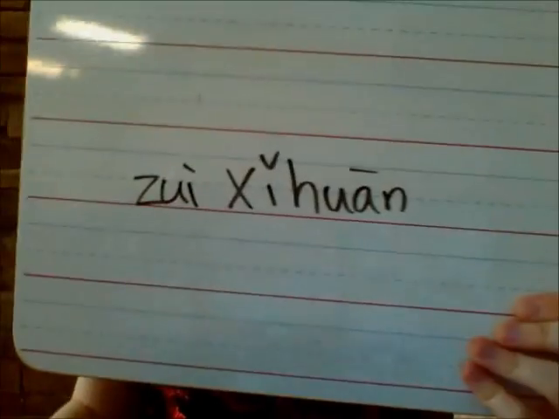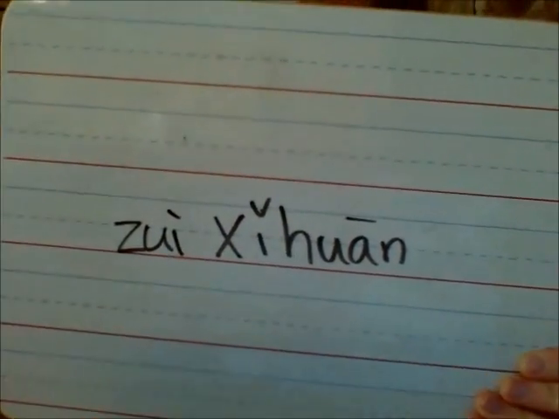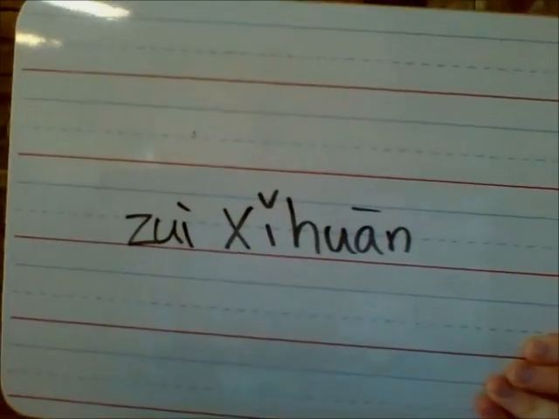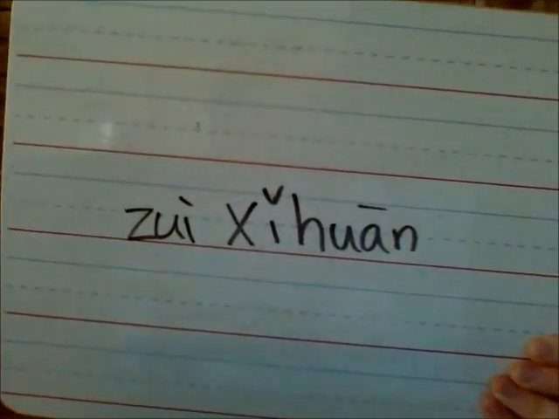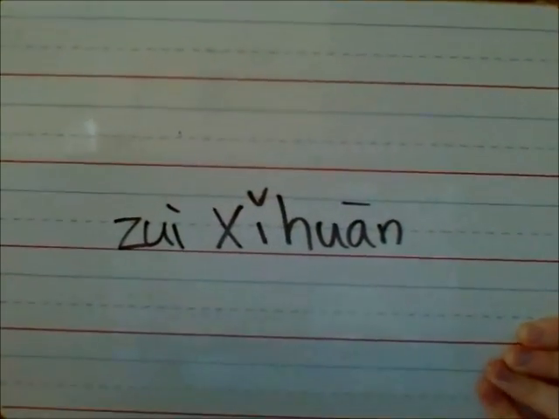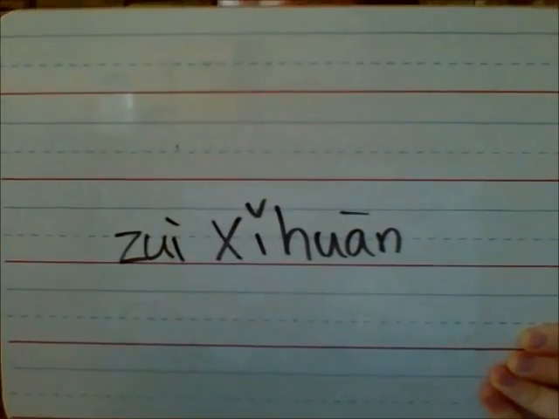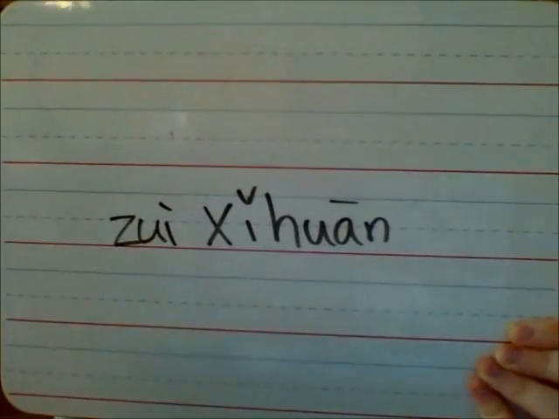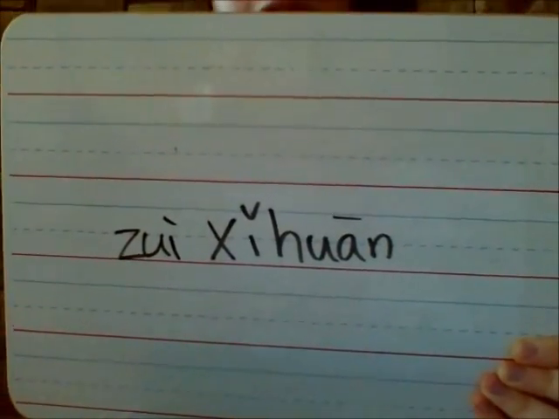And on the opposite scale, 最喜欢, I like the most. 最, meaning like, most out of all. So, I like this most out of everything. I like it the most. 最喜欢, almost like your favorite.